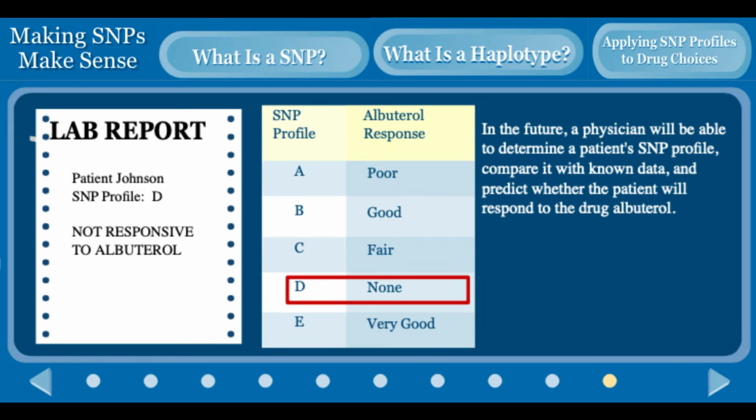So as you see, this research paves the way for a more personalized future in medicine. Soon, a physician will be able to determine the patient-specific SNP profile and compare it against the data to accurately predict whether they will respond to albuterol, potentially saving patients from ineffective treatments.